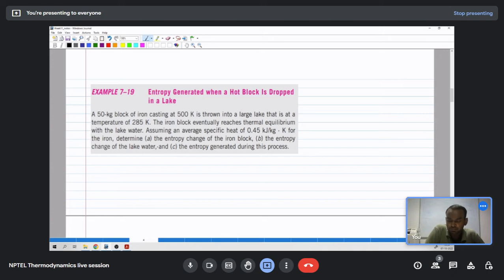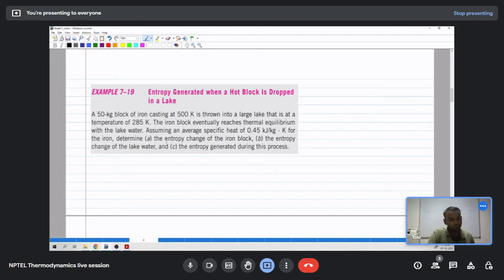Moving on to the next problem. It is about entropy generated when a hot block is dropped in an ambient reservoir. So we have a 50 kg block of iron casting at 500 Kelvin, which is thrown into a lake that has a temperature of 285 Kelvin. The iron block eventually reaches thermal equilibrium with the lake water. Assuming an average specific heat of 0.45 kilojoule per kg Kelvin for the iron, determine the entropy change of the iron block, the entropy change of the lake water, and the entropy generated during this process.